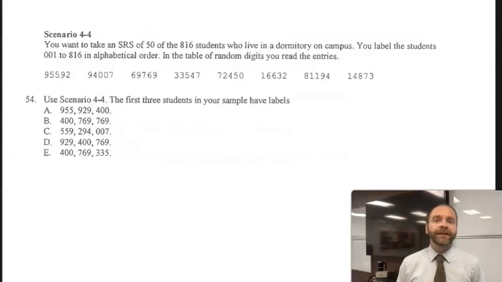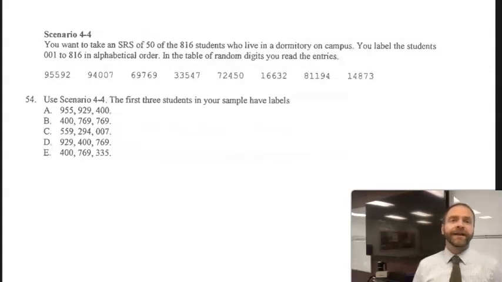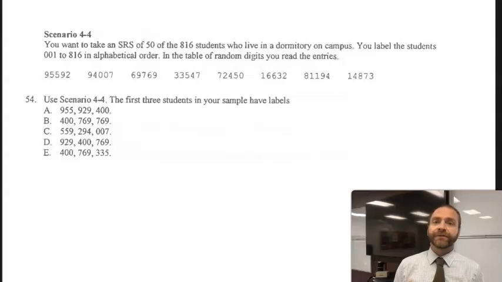We're looking at question 54 in the AP Statistics Midterm Review packet, and we want to take a simple random sample, SRS, of 50 students from a population of 816 students in a dormitory on campus. So I have a sample size of 50, lowercase n, and a population of capital N, 816. We label the students 001 to 816 in alphabetical order.